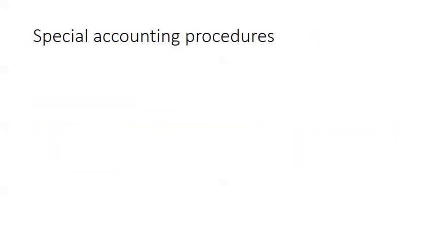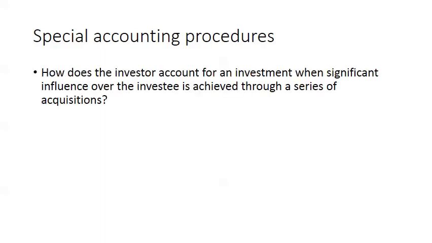Let's talk about some special accounting procedures related to the equity method. How does the investor account for an investment when significant influence over the investee is achieved through a series of acquisitions? In other words, let's say we bought 10% of the company, 10% of their stock. Then what happens? We would be using the fair value method because we would have passive influence. But then we bought another 15% to give us 25%. So all of a sudden, we're going to need to use the equity method. So basically what we're talking about here is a change from the fair value method to the equity method.